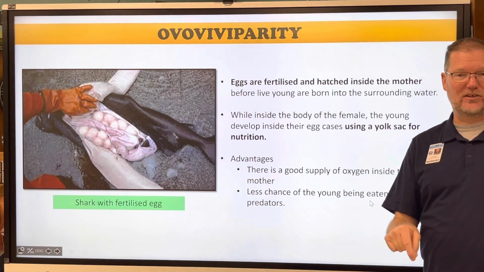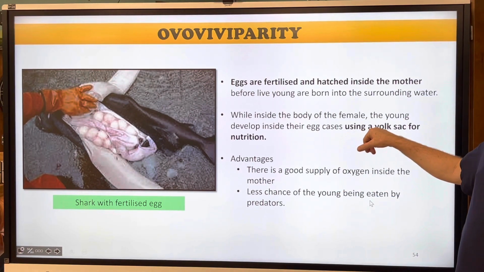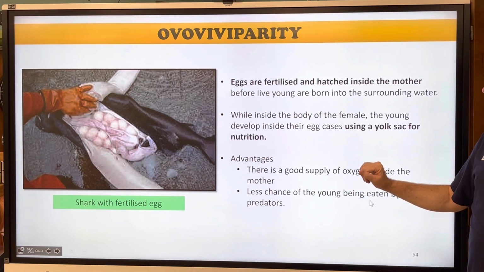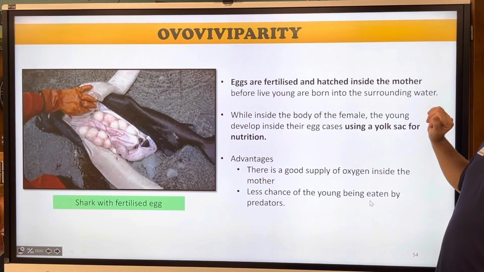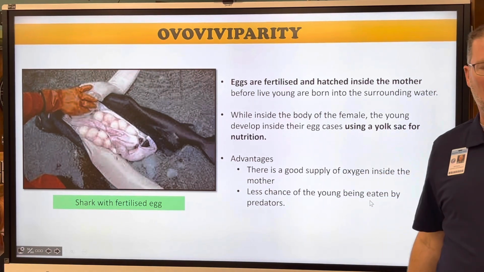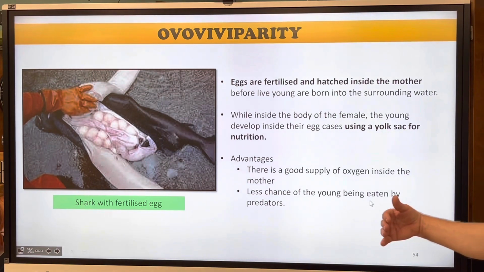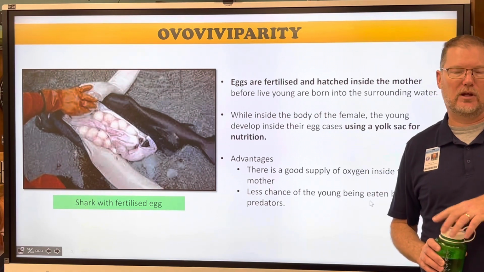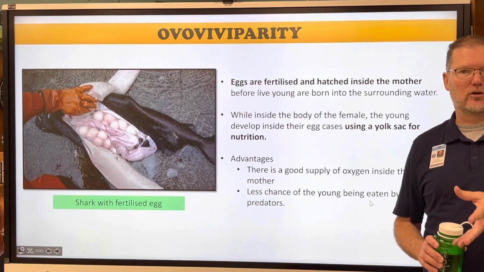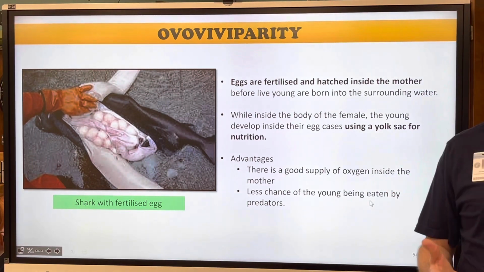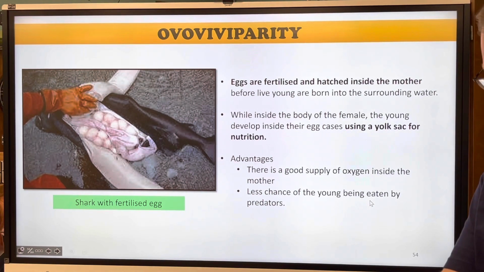While inside, now this is interesting, the young develop, they use their yolk sac for nutrition, but, well, that's not the part I was thinking about. We'll get to that in a minute. Okay. Good supply of oxygen from the mother inside the body, and less chance of being eaten than if just left as an egg outside. Because once they come out, they're essentially predators. That's the advantage. They're less able to be preyed upon.